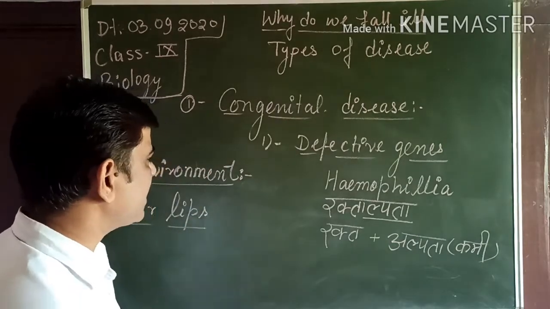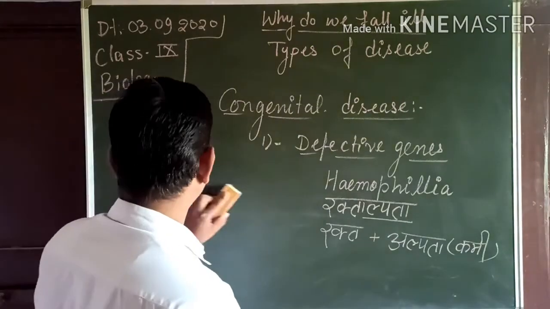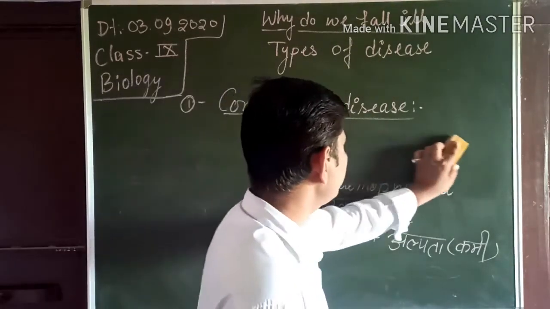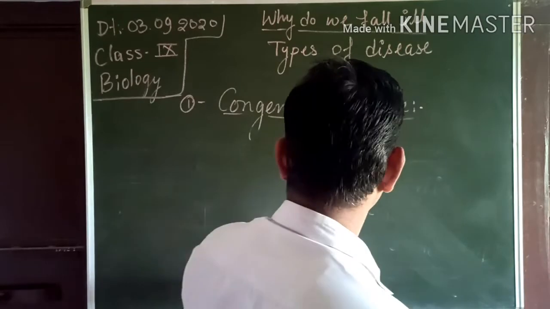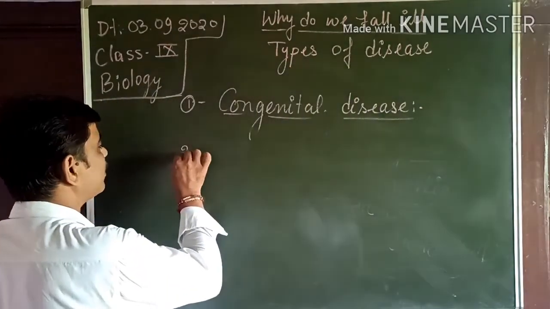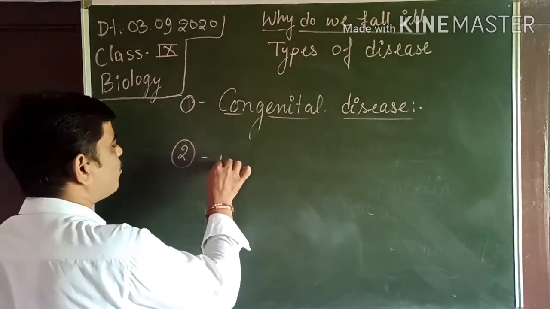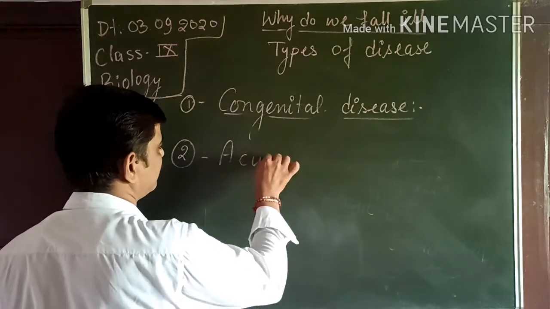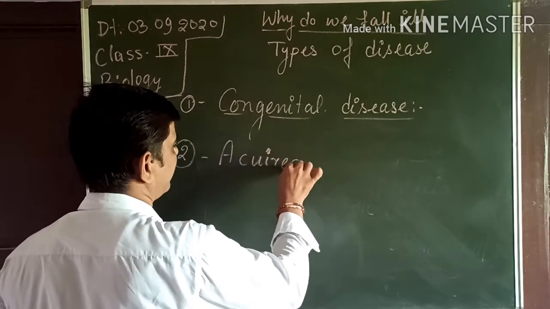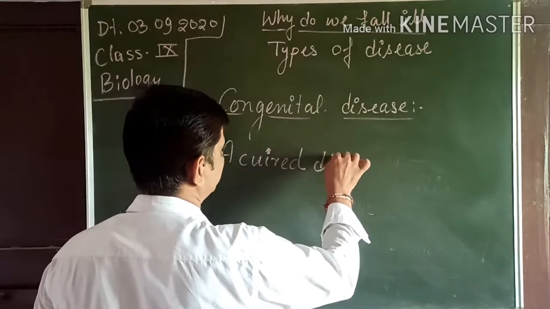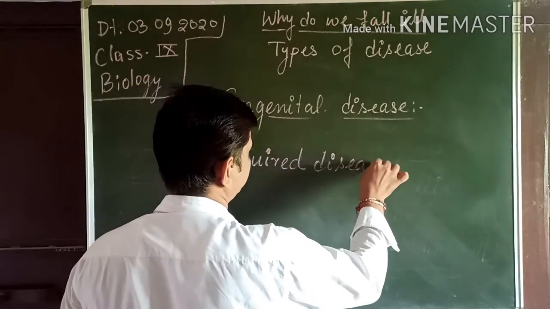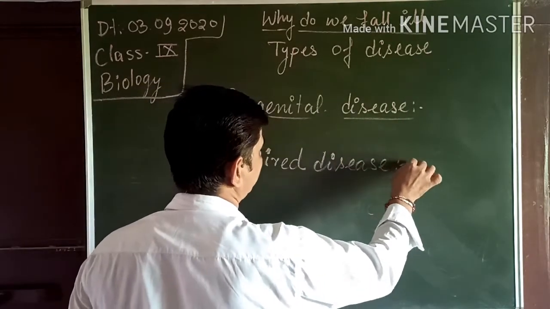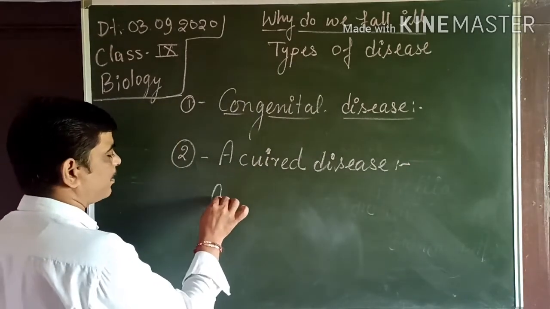Okay. Second type of disease is acquired disease. This means after birth.